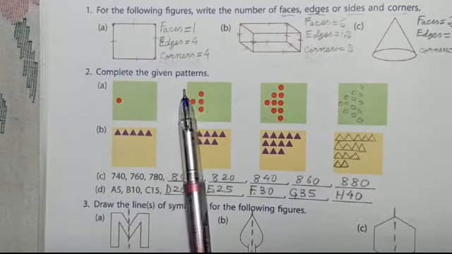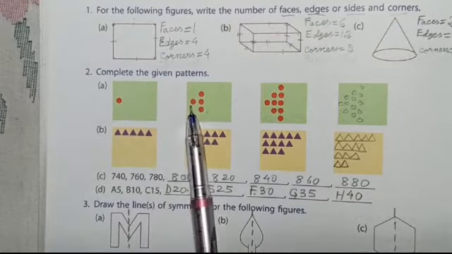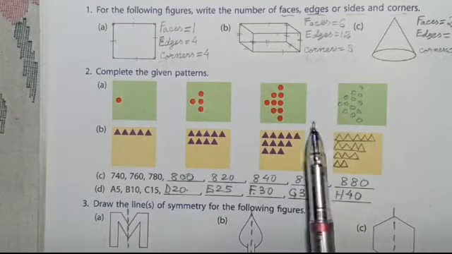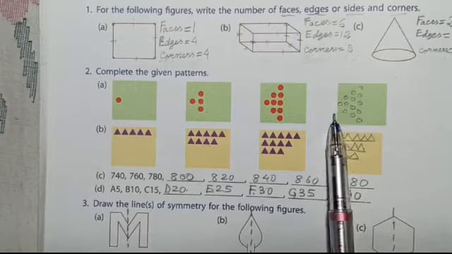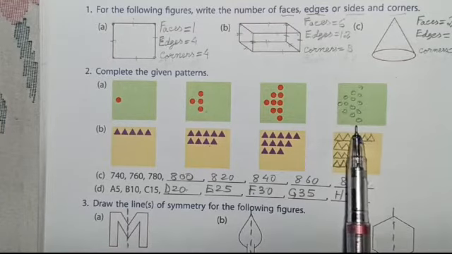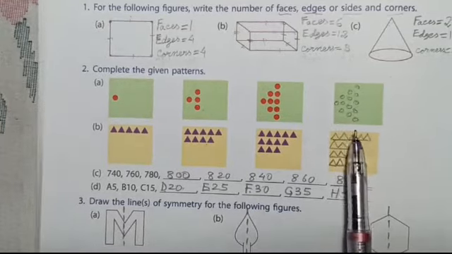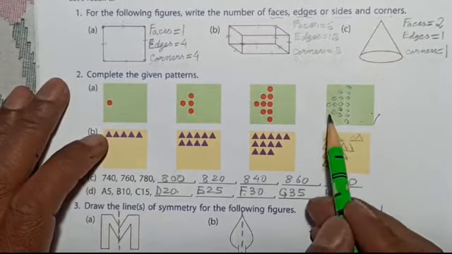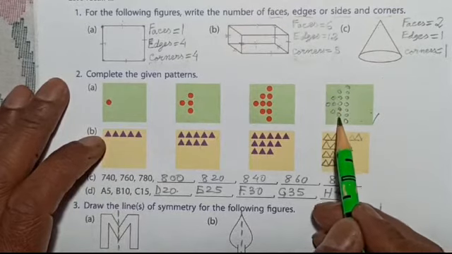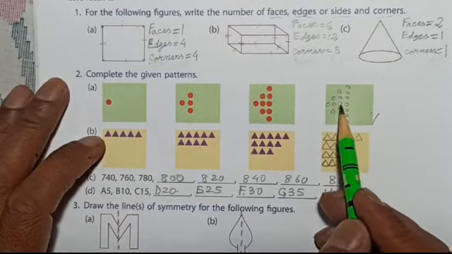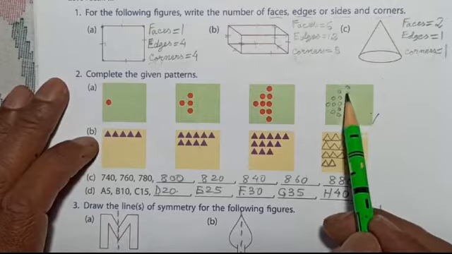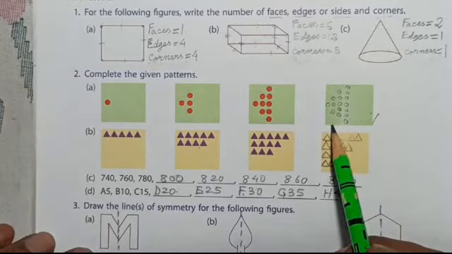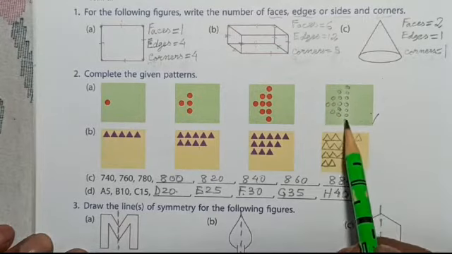Complete the given pattern. Here one dot, here three dots, then five dots. In the next pattern, it will have the number of dots like this. So here is one dot, here three dots, and in this line there are five dots, 1, 2, 3, 4, 5. Here there are seven dots, 1, 2, 3, 4, 5, 6, 7. And we have to draw the next pattern like this.